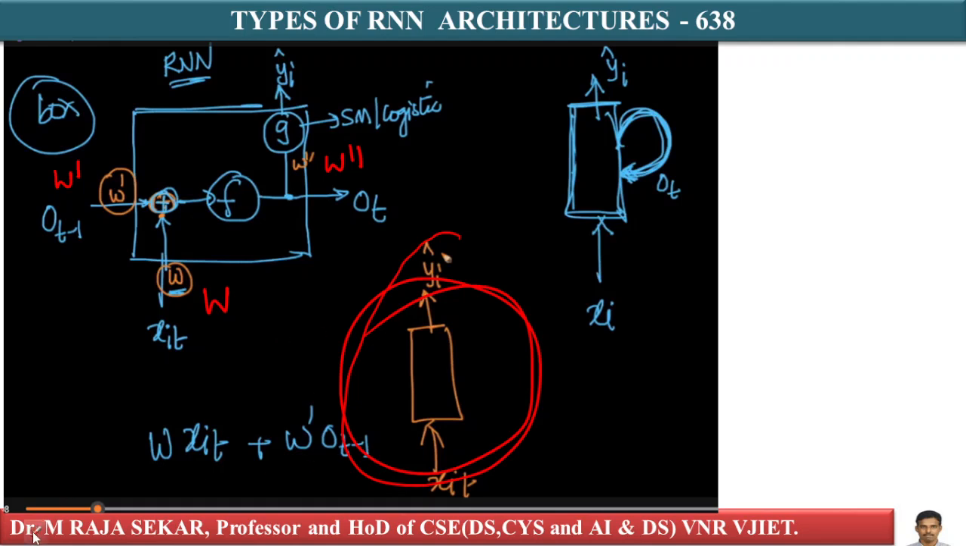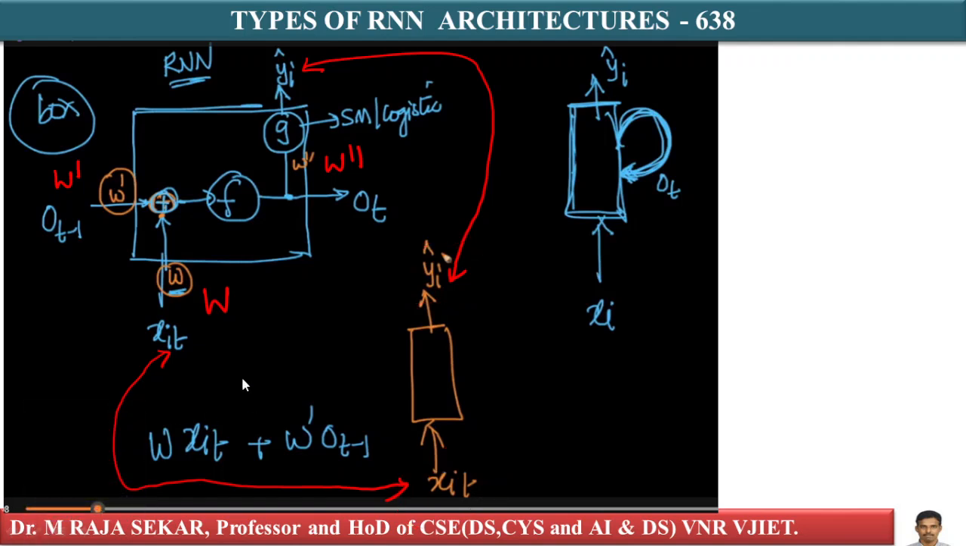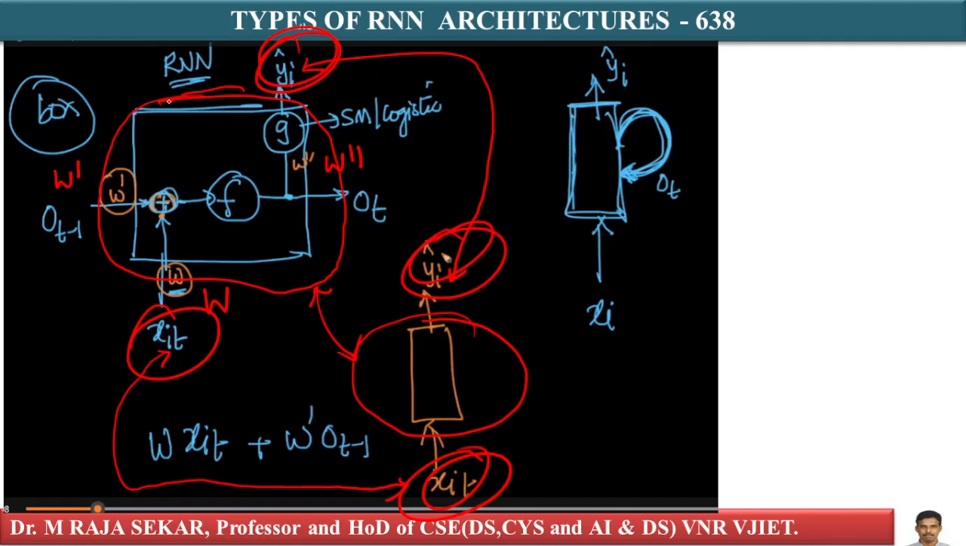Whenever I draw something like this, this is xit, this is yi cap. This whole structure internally, there are two activation functions. Just observe here, I have two activation functions. I am comparing here: this is xit, this is yi cap. I must compare this with this particular box, isn't it?